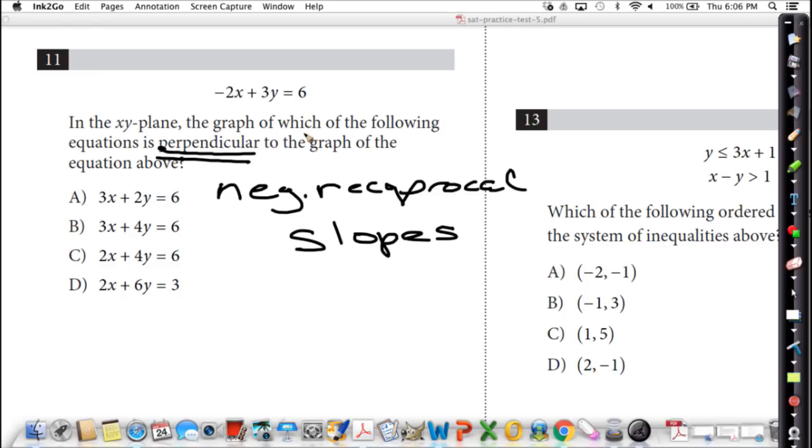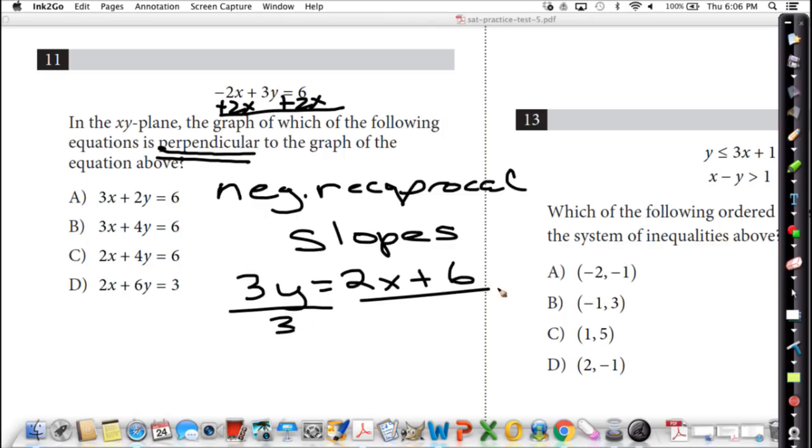So one way you can do that, and I don't know if this is the fastest way, but this is what my body is telling me to do. Just solve for y right now. So I'll add the 2x to both sides. So that's 3y equals 2x plus 6. And then divide by 3. So you get y equals 2/3 x plus 2. Right? I just divided 3 into both of those.